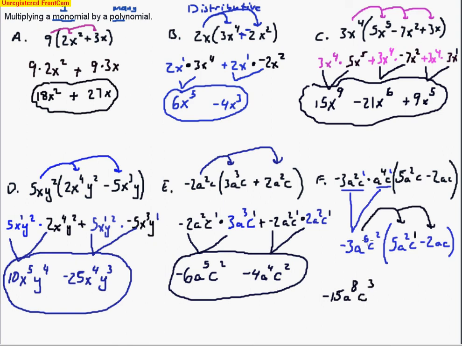Now we'll do the same thing here. We're going to multiply negative 3 by this negative 2. And so that makes a positive 6. Then we count up the a's. You got 6 a's and you have 1 a. So it's 6 plus 1 makes 7. Well, we got the c to the second and the c to the first. So that makes 3 c's altogether. 2 c's and 1 c make 3 c's.